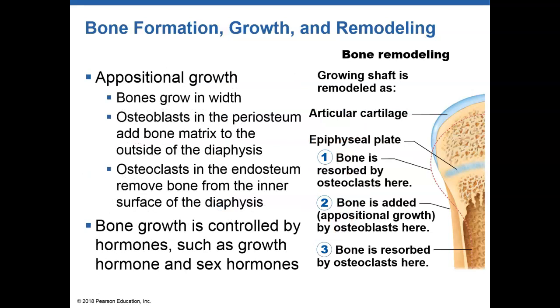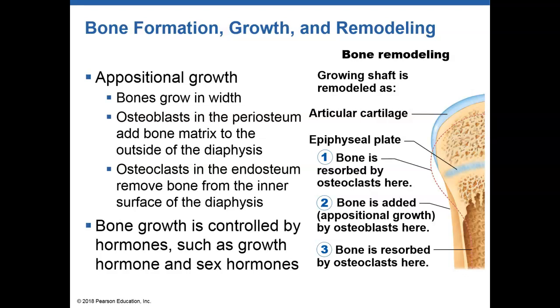Appositional growth then is growth in width. So think about a newborn infant. They have very, very tiny, thin arms and legs. The bones in their body are super small. There's no way those bones would hold an adult structure. So if we only grew in length, those bones would be really skinny, and they'd probably break under the weight of our muscles and other connective tissues. So we grow in width as well, and this is termed appositional growth.